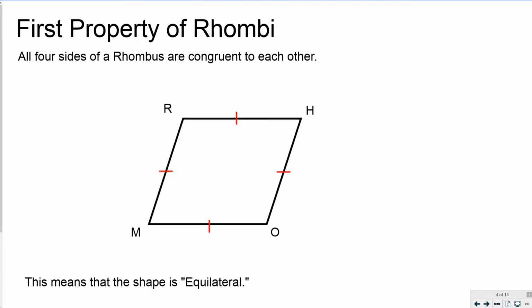Let's get started. If you need to, make sure you pause at any time to copy down the properties. The first property of rhombi: all 4 sides of a rhombus are congruent to each other. This means that the shape is equilateral.